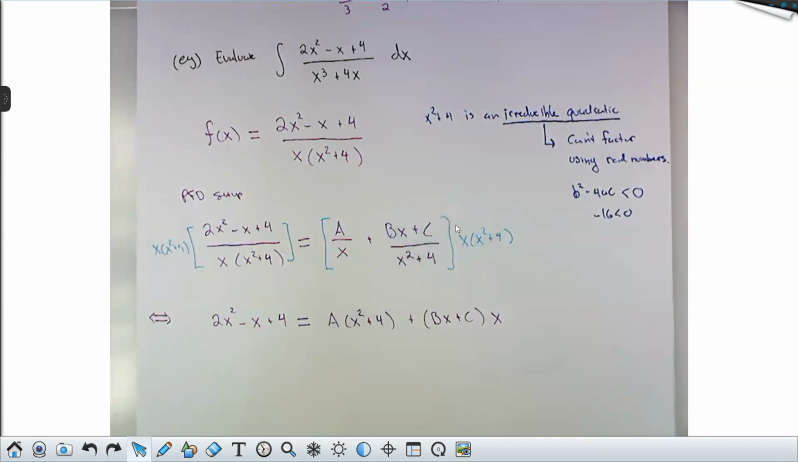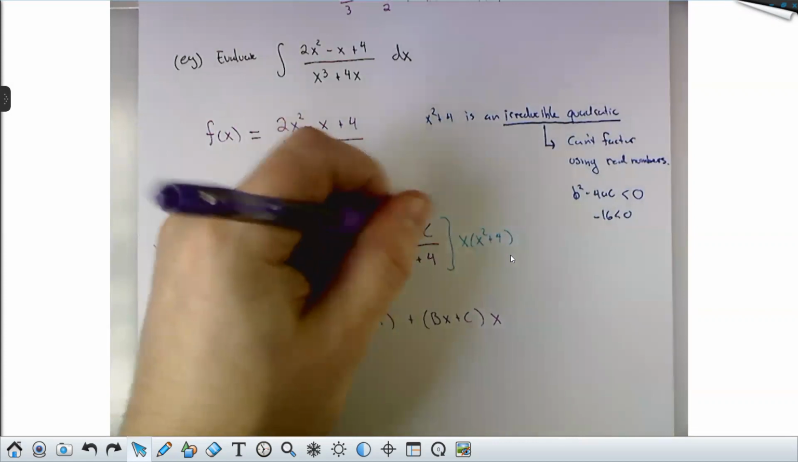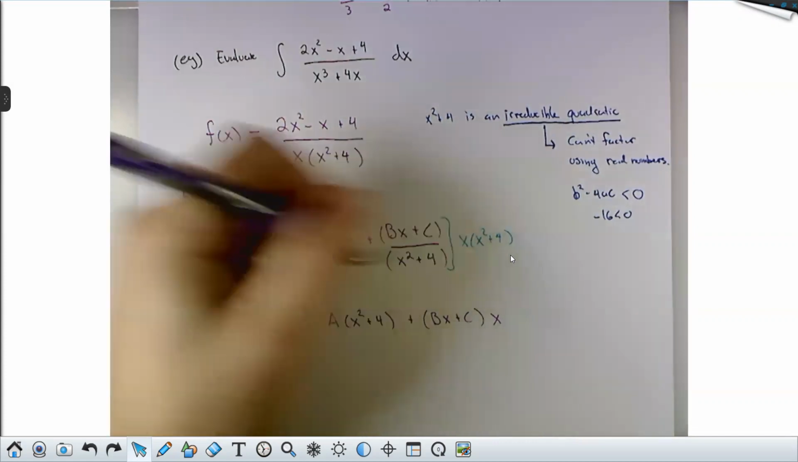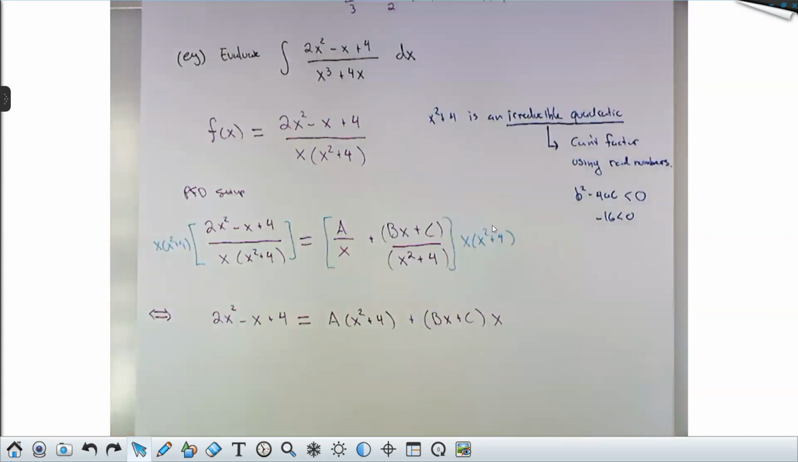When this piece gets hit by these factors, we have to remember that the tops and bottoms of fractions are always in these implied parentheses. So the x² + 4 will cancel here, and I'll have (bx + c) times x left over, like this. And these parens are important. If you forget these parens, you'll get into trouble. All right.